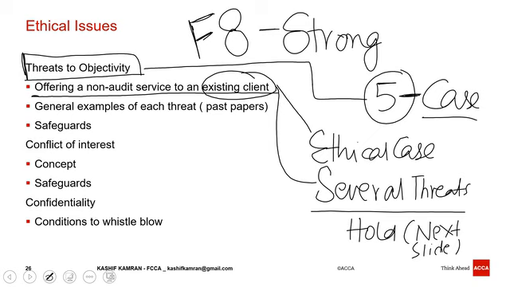Secondly, you should know some journal examples of each threat. As you practice past papers, you would have so many examples of intimidation threat, self-review threat, familiarity threat, advocacy threat, and so on and so forth. So the practice would give you many examples. I'll be sharing many examples with you as I proceed further. Then for every threat, you should know the safeguard. You should know how to mitigate the threat. So in terms of threats to objectivity, you should know the journal examples of threats, what threats would arise when you're offering a service to an existing client, and then you should know the safeguards.